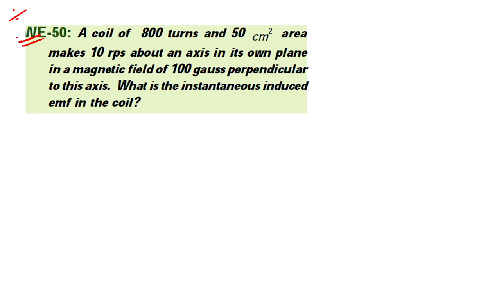So, a coil has 800 turns and 50 centimeter square area. It makes 10 RPS, revolutions per second, which means the frequency, right? It rotates about an axis in its own plane. The magnetic field here is 100 gauss, perpendicular to its axis, right? What is the instantaneous induced EMF?